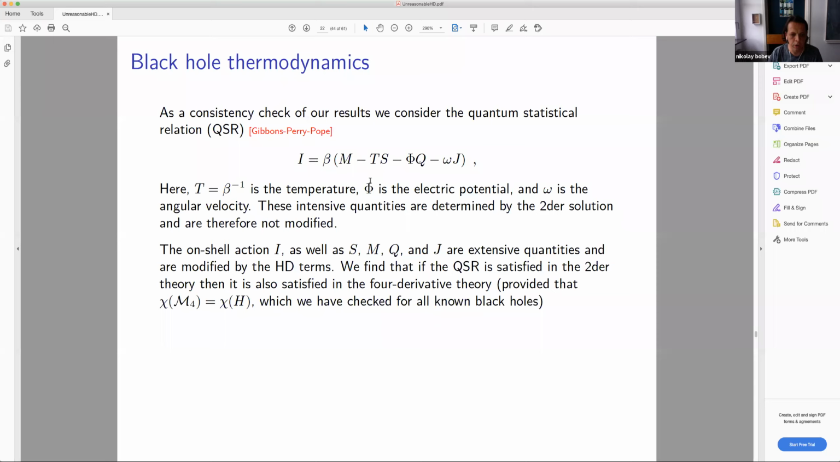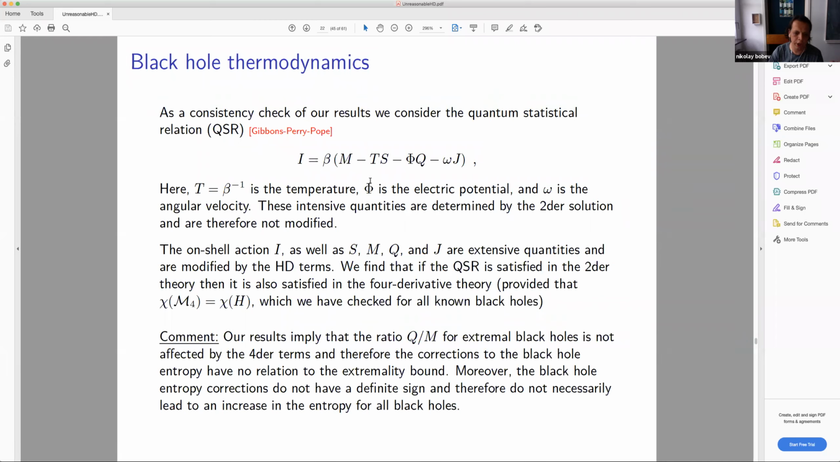Good question, good point. Final comment: people have been writing papers about the weak gravity conjecture. People have been moving from equations to inequalities. So here we have something to say about this.